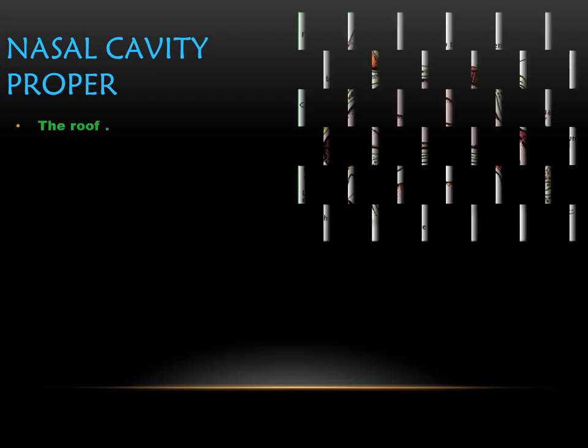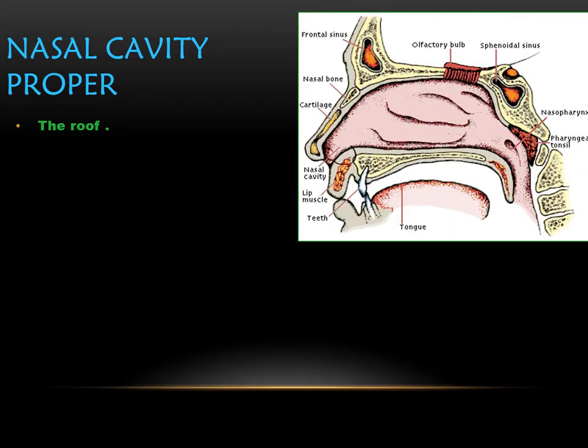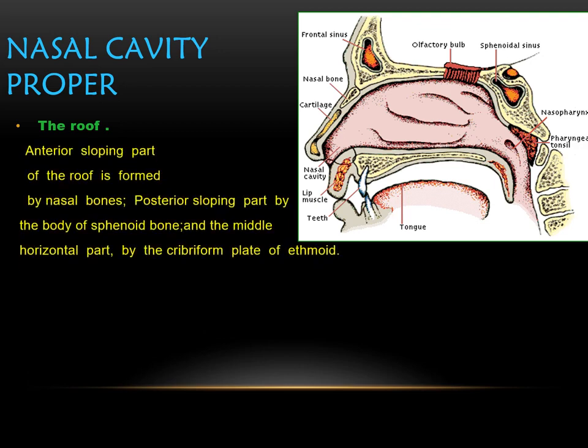The nasal cavity proper has a roof, which consists of three parts. The anterior sloping part, which is formed by the nasal bone, the posterior sloping part, which is formed by the body of the sphenoid bone, and the middle horizontal part, which is formed by the cribriform plate of ethmoid. Watch the figure.